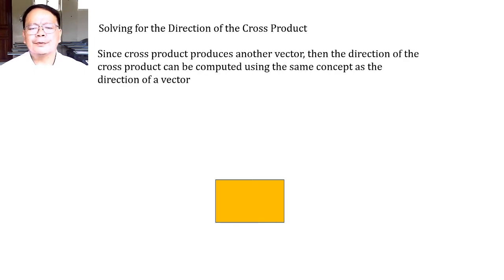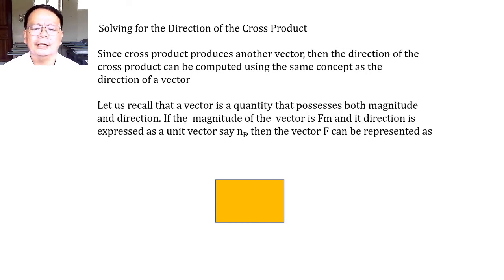Since the cross product produces another vector, the direction of the cross product can be computed using the same concept as the direction of a vector. How are we going to do it? Let us recall that a vector is a quantity that possesses both magnitude and direction.